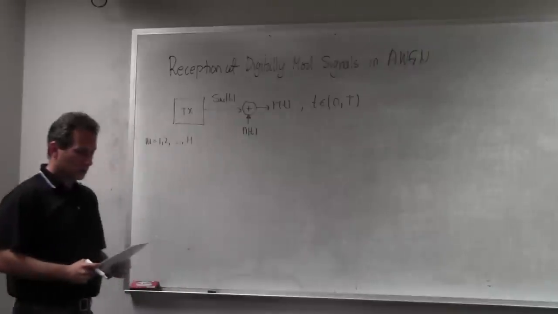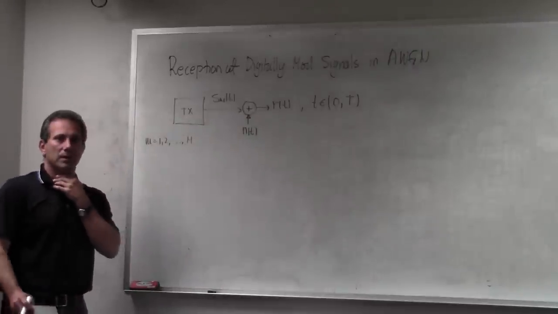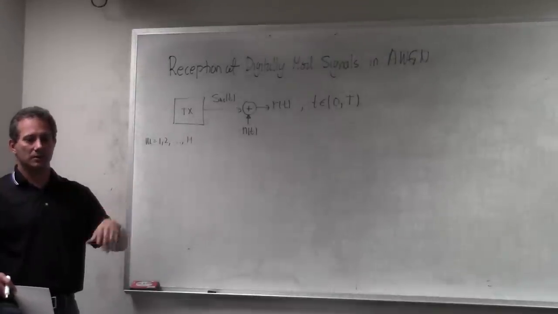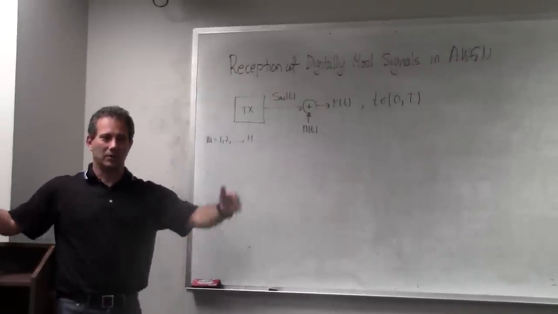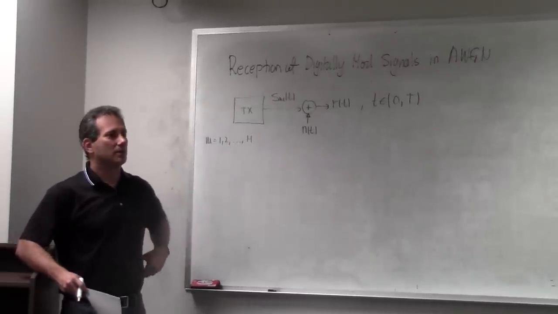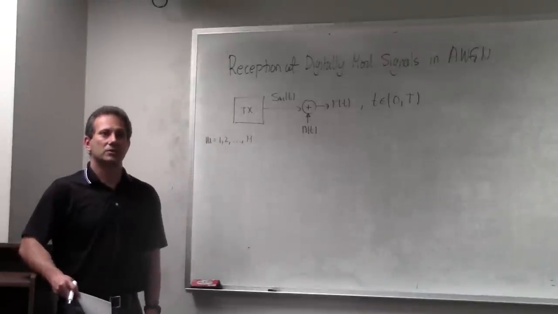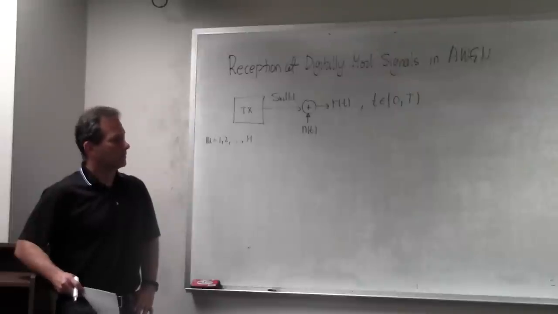So that's also slightly suboptimal, actually quite a bit suboptimal, because there are gains to be obtained by looking at several symbol intervals at a time. But, you know, let's tackle the first and the simplest case, and then we'll expand from there.